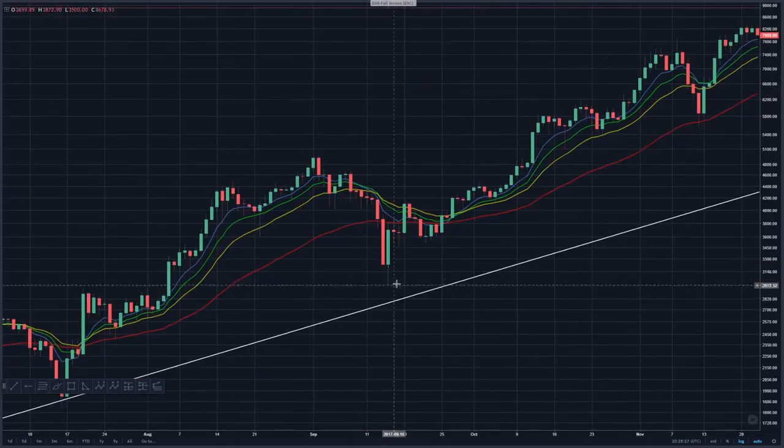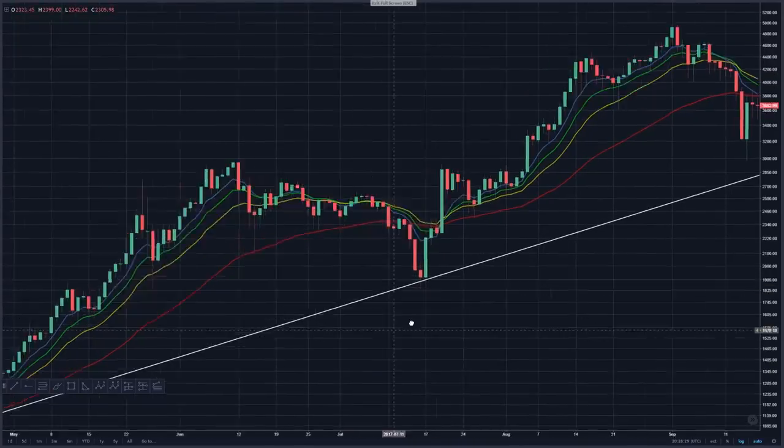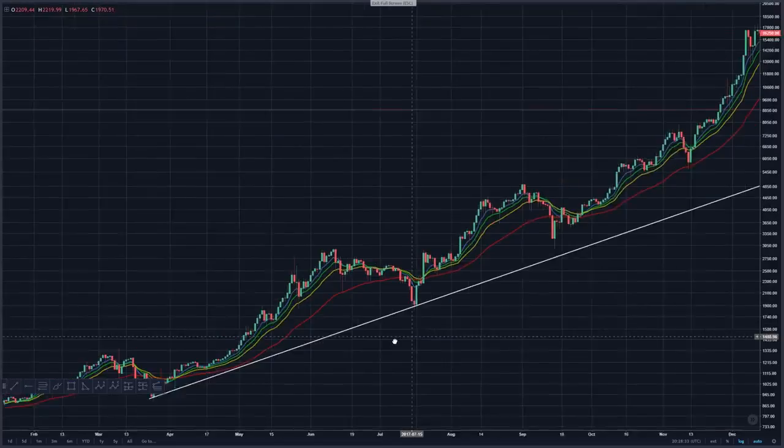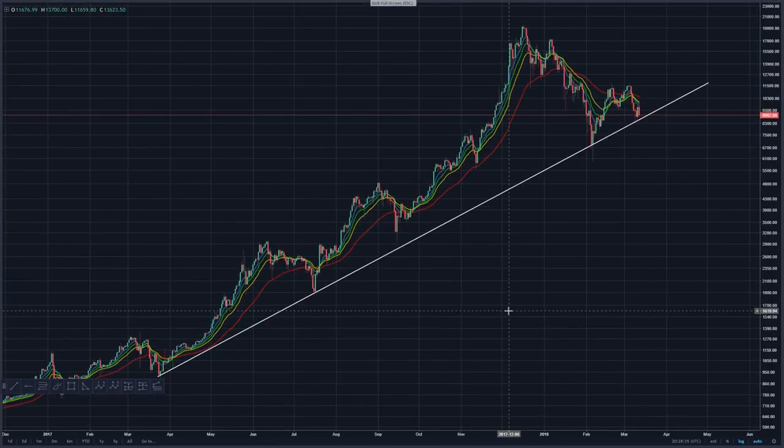We keep going down. Almost got to it here. Double touch here, and then a double touch here. So lots and lots of touches on this indicator on the day scale. So that is the support line, right?